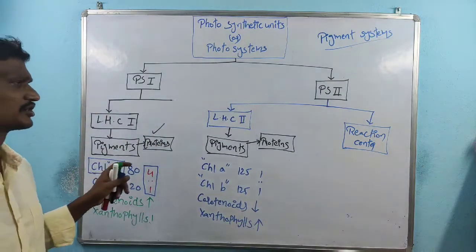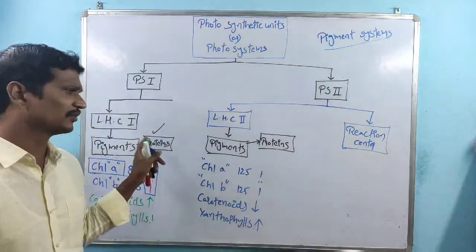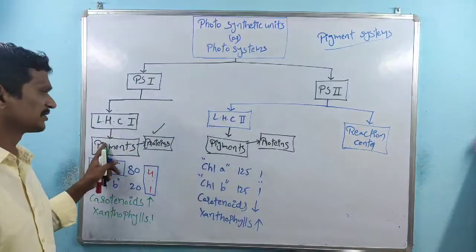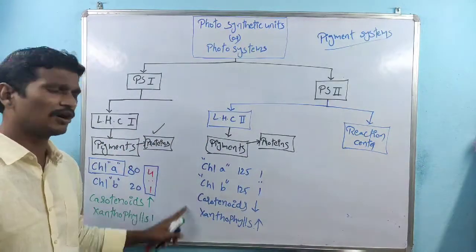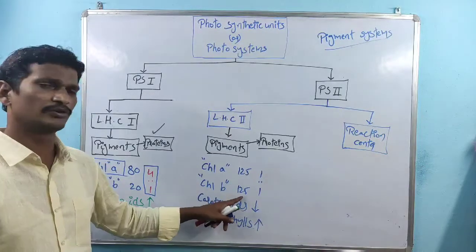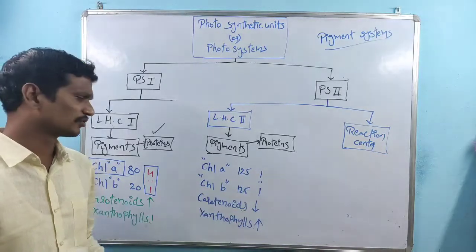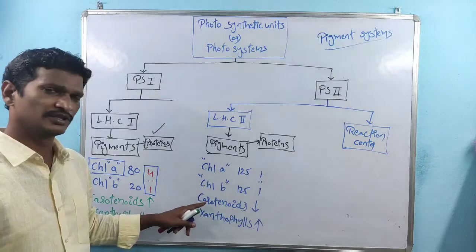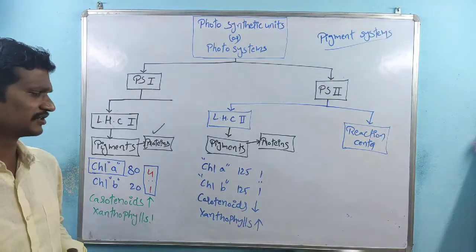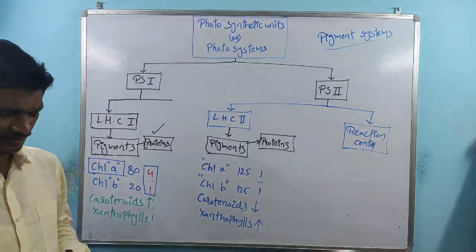Simply put, the composition here is quite different from LHC1. Here the pigments are present, and proteins are also present, but the composition is different. Chlorophyll A 125, chlorophyll B 125, a 1:1 ratio. Fewer carotenoids are there and more xanthophylls are present.